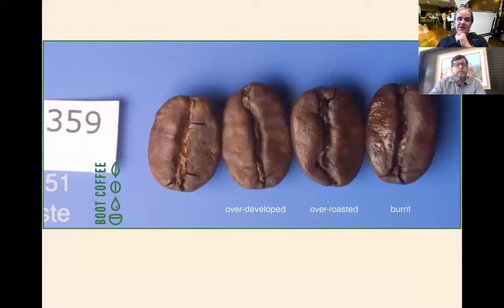And then here are some examples. Let's assume our target was the bean on the left, our roast target. Then here you can see the gradations of things going wrong, where you have the overdeveloped bean, which is not clearly shown as over roasted or burned. Then we have the over roasted bean, where the color spec is slightly off, and the burnt bean, where the impact on flavor is that there's a clear burnt flavor.